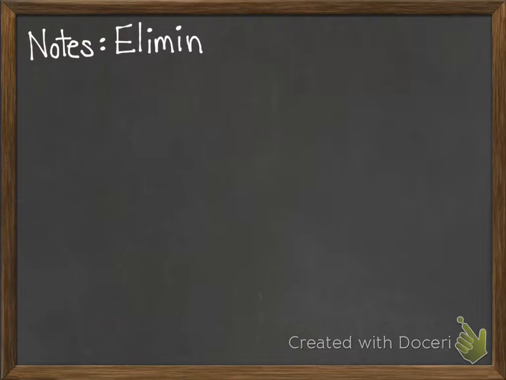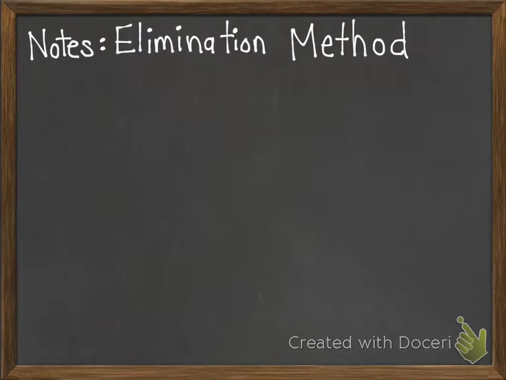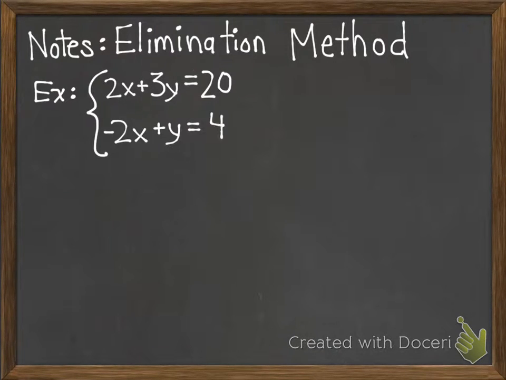For this lesson, we're going to be taking notes on how to solve a system of equations using elimination, or the elimination method. Elimination means to cancel or get rid of one of the variables. So if we have a system of equations like 2x plus 3y equals 20 and negative 2x plus y equals 4, instead of graphing these or solving for a variable and substituting, they're lined up perfectly with the x's, the y's, the equal sign, and then the constant or number. And so we can just go ahead and use elimination.